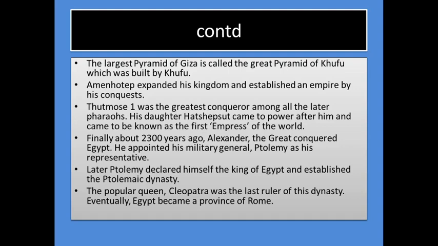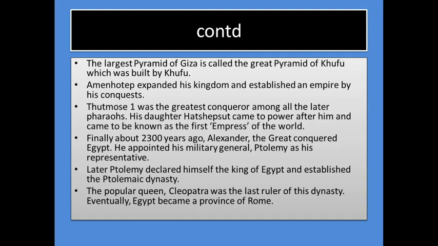Finally, about 2300 years ago, Alexander the Great conquered Egypt. He appointed his military general Ptolemy as his representative. Later, Ptolemy declared himself the king of Egypt and established the Ptolemaic dynasty. The popular queen Cleopatra was the last ruler of this dynasty. Eventually, Egypt became a province of Rome.